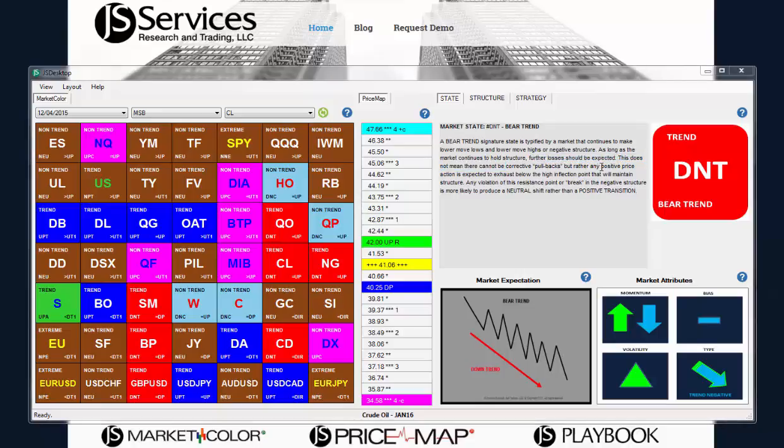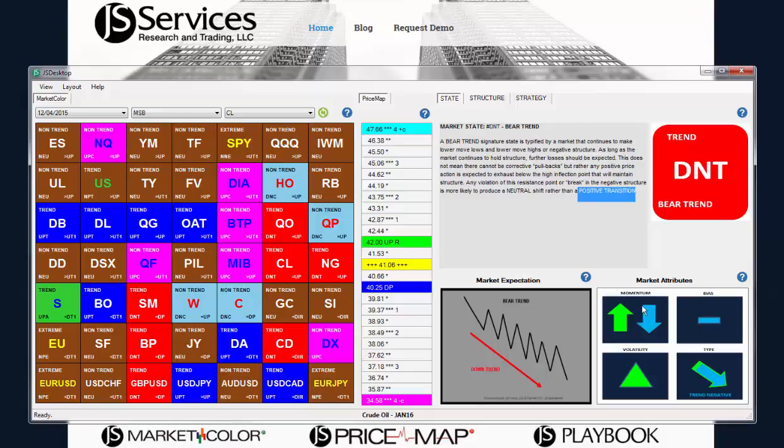And those pullbacks, we're expecting any positive price action is expected to exhaust below the high inflection point that will maintain structure. So this market state is real key on what the structure is. Lower highs, lower lows, that's structure. If we do get a break in structure, it's more likely to produce a neutral shift rather than a positive transition. So if we do break this structure of this bear trend, more likely we're going into neutral than we're going to have a positive shift.